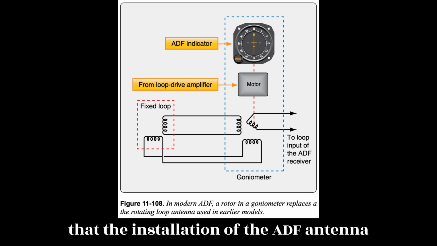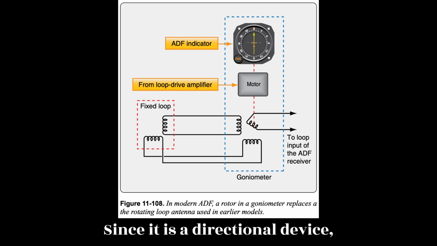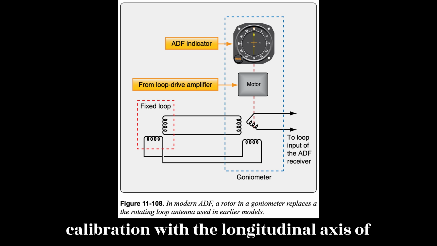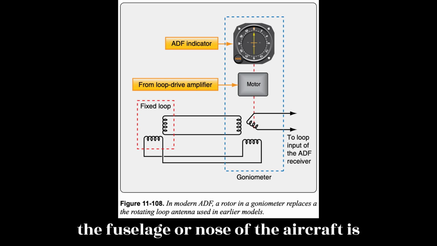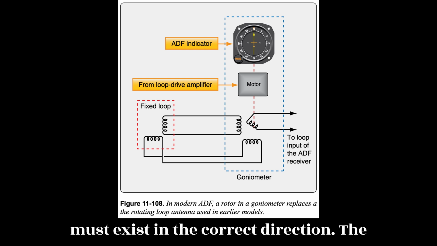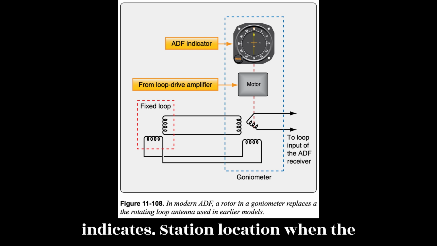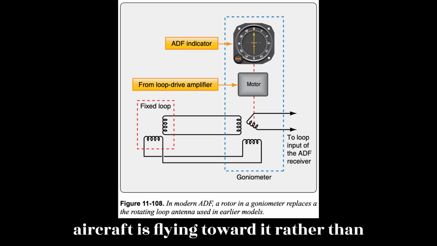Technicians should note that the installation of the ADF antenna is critical to a correct indication since it is a directional device. Calibration with the longitudinal axis of the fuselage or nose of the aircraft is important. A single null reception area must exist in the correct direction. The antenna must be oriented so the ADF indicates station location when the aircraft is flying toward it rather than away.